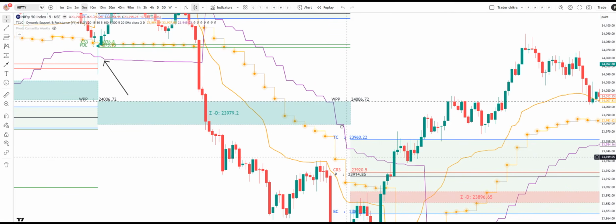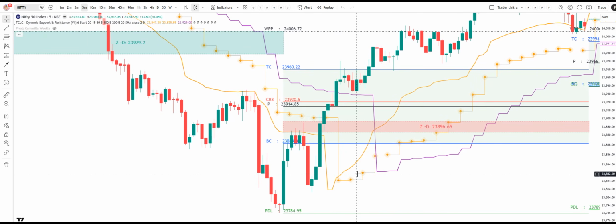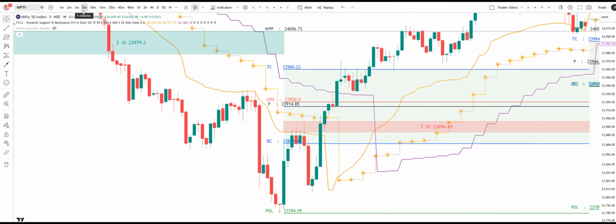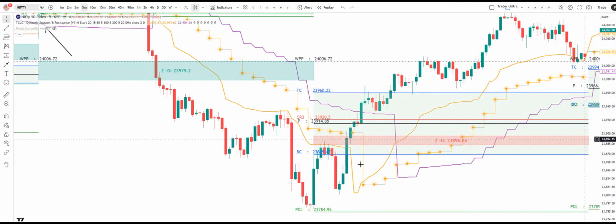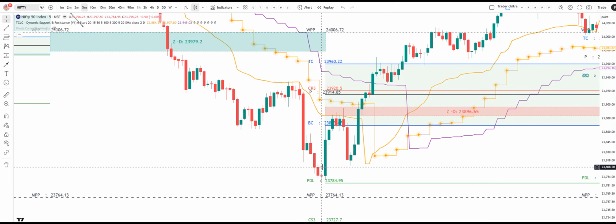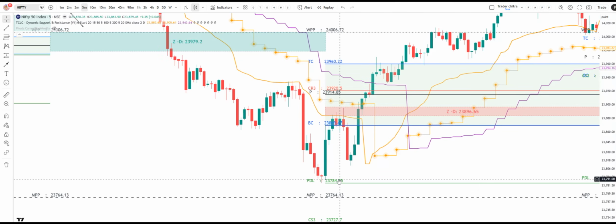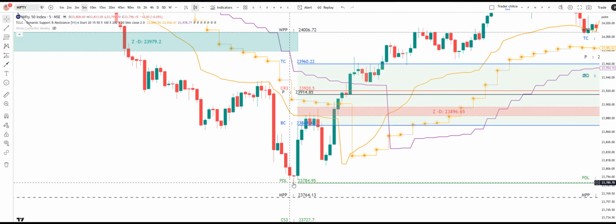So what happened the next day in the Nifty? Here I have selected 5 minutes. You can use even 3 minutes for intraday. Okay, all right. So on 24th June, we can see price opened above the previous day low, that is above the PDL, and above the monthly pivot.